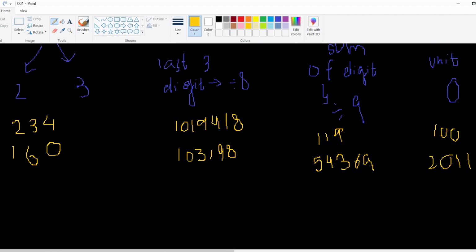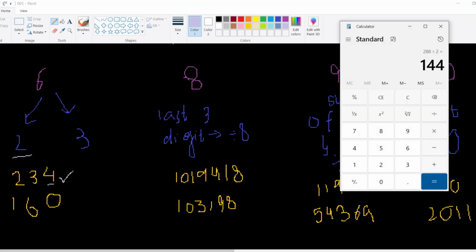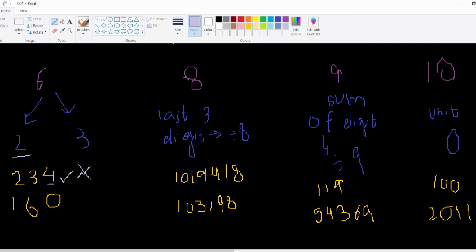Let's check. Firstly, we are going to check if it is divisible by 2 or not. It ends in an even number, so that means a 1 tick. And the sum of these numbers, what would be the sum of 2, 3, and 4? We're going to check that. 2 plus 3 plus 4 equals 14, which is not divisible by 3. So this whole number is not divisible by 3.